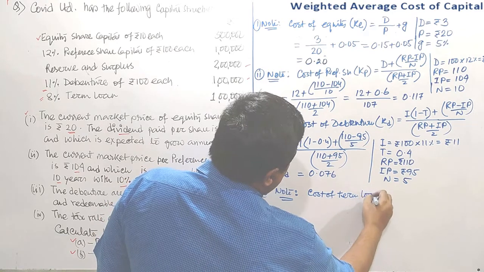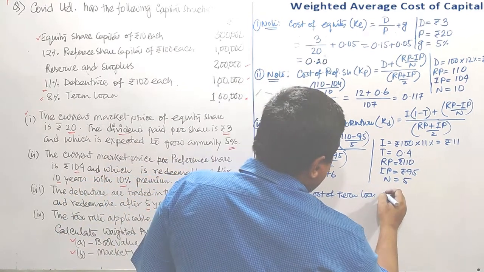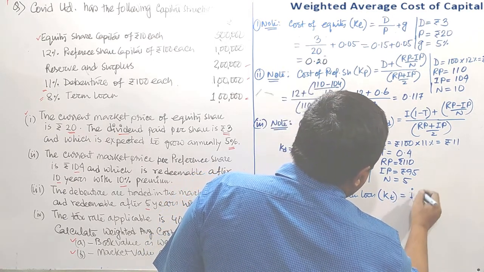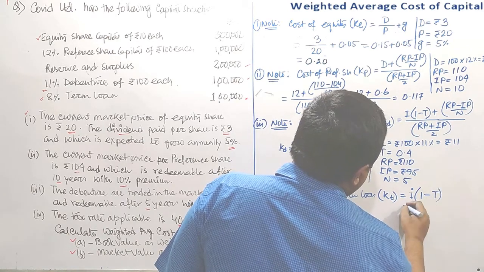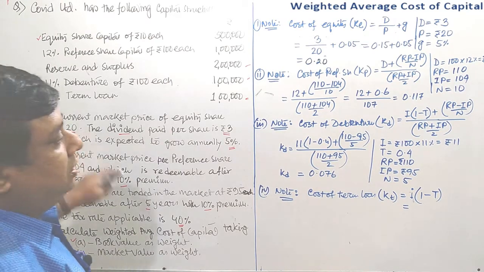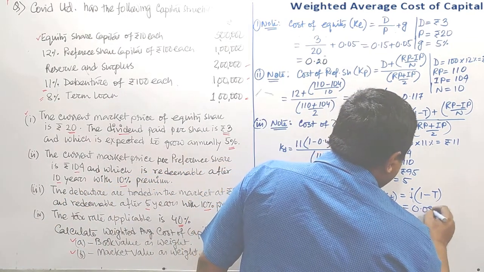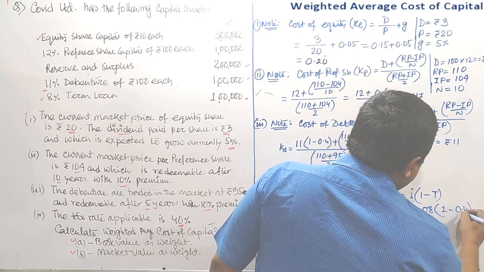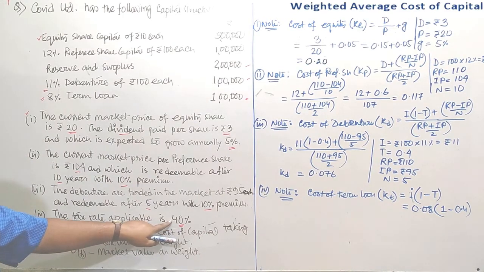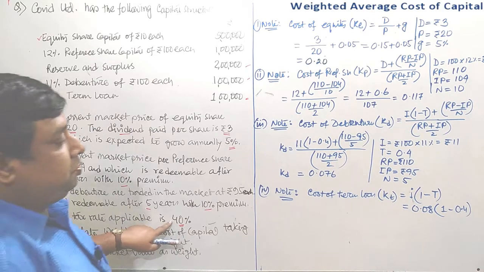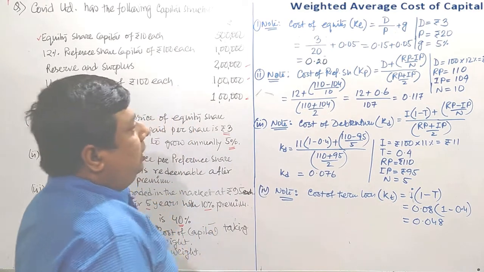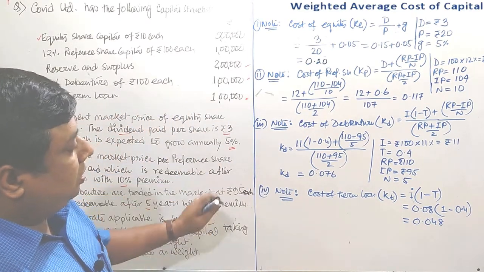Option 4, we are going to again calculate the cost of term loan over here. How to calculate cost of term loan? It is simply KT. The formula is small I within bracket 1 minus T. I over here is the interest percentage, that is 8%. You can write over here 0.08. 1 minus tax rate is known, that is 0.4, because here it is mentioned the tax rate is 40%. Then you are getting 0.048.